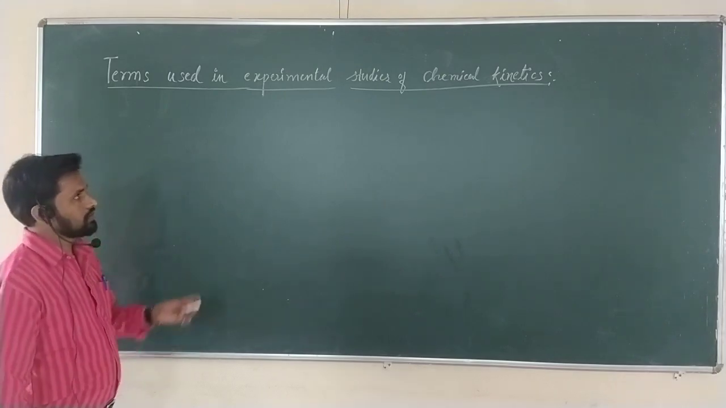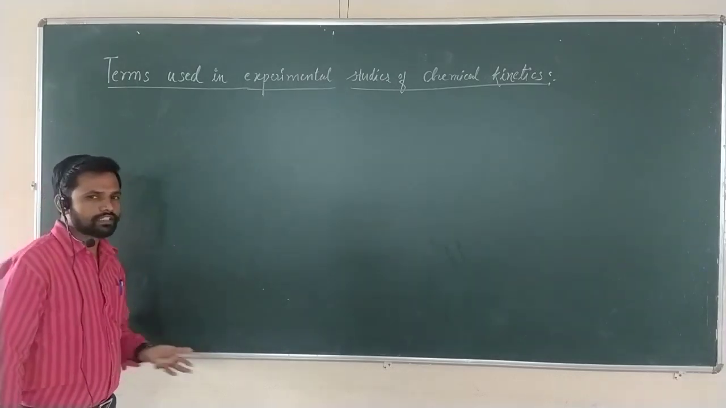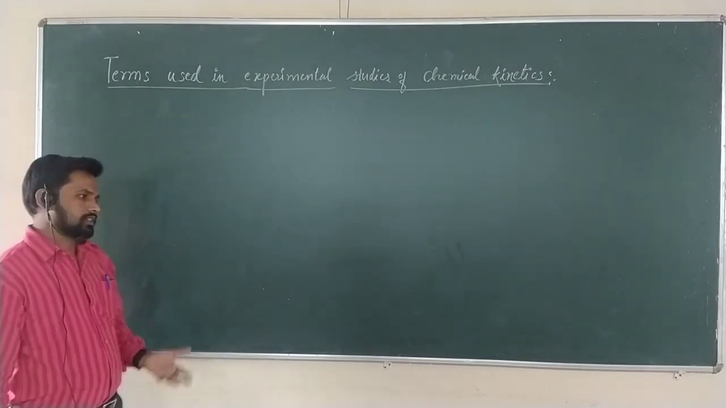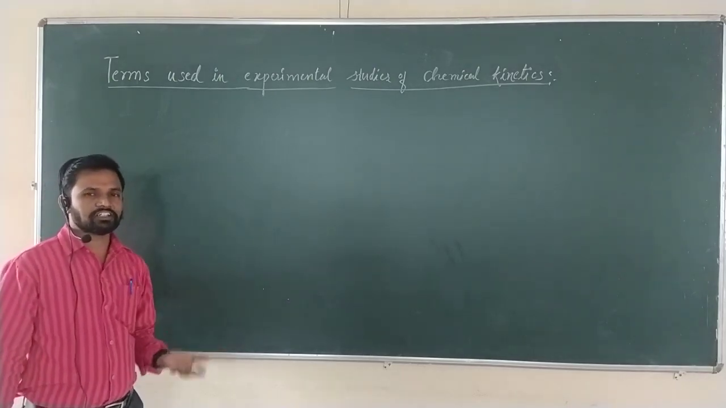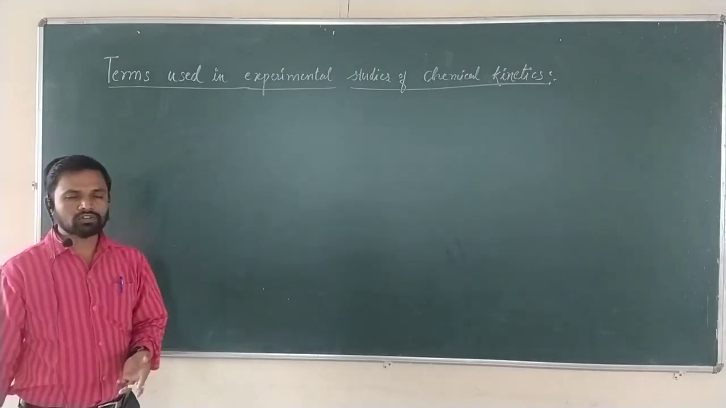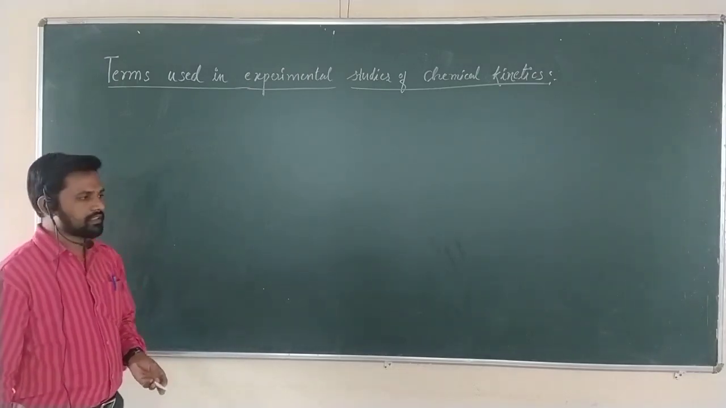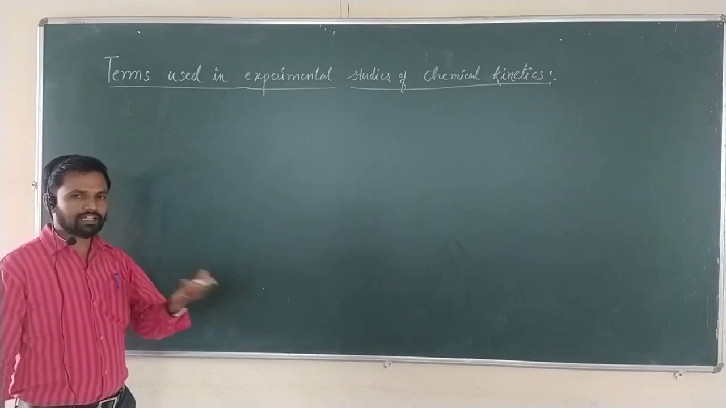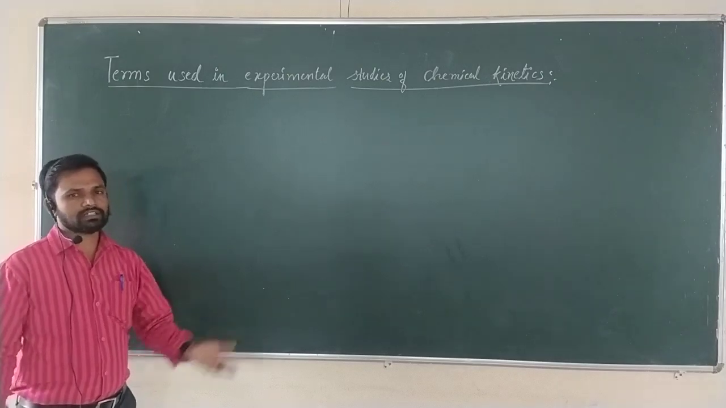As you know, in the last lectures, more than 10 lectures, we studied a lot of things about kinetics, rate, and order. Now, how is chemical kinetics studied experimentally, or in the laboratory? Generally, the kinetics of chemical reactions are studied in two ways: chemical methods and physical methods. In chemical methods, generally there are titration methods.